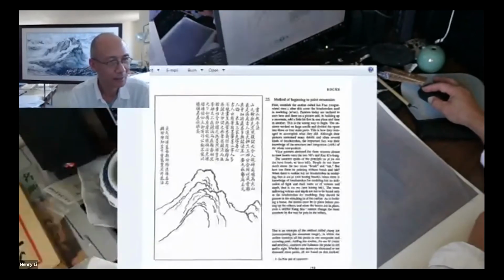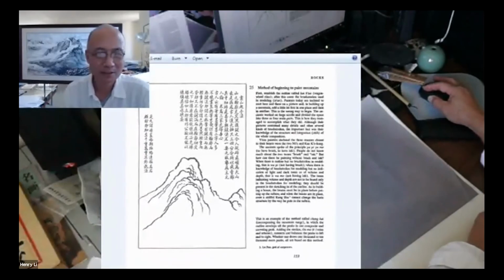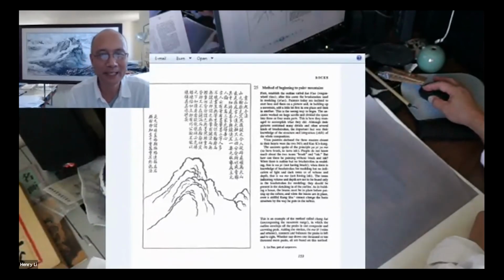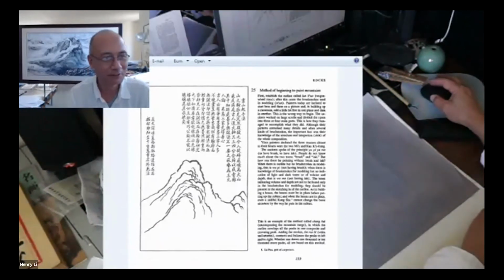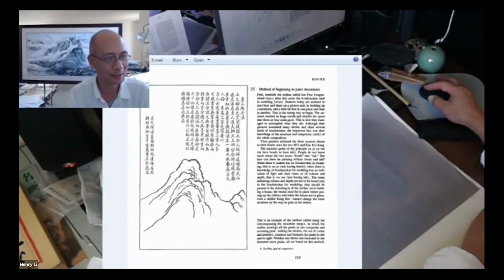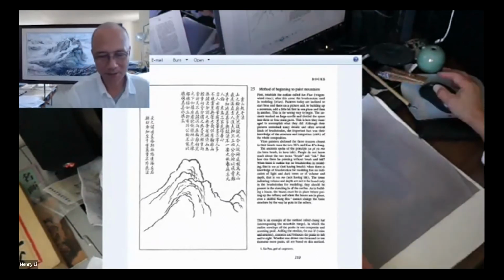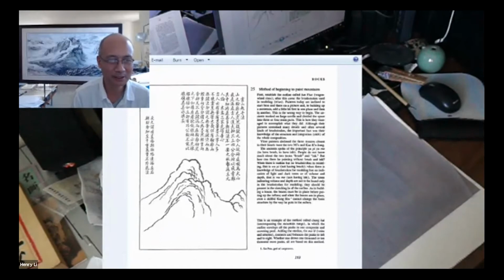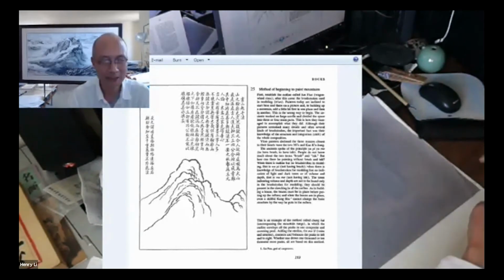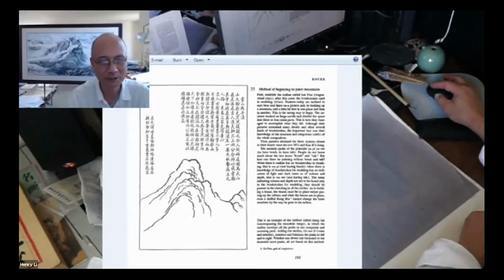Okay. In this page, this is called the method of beginning to paint mountains. You can read the text later. I give you this handout already in the class, online class. If you don't have the copy of this book, I suggest you download it from Princeton University. Okay, it's page 153 of the translation of this Master Seed Garden Manual of Painting.